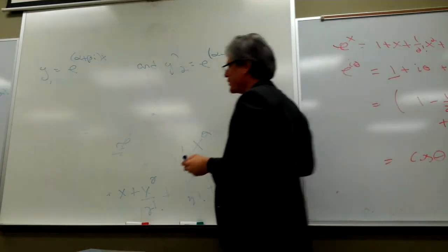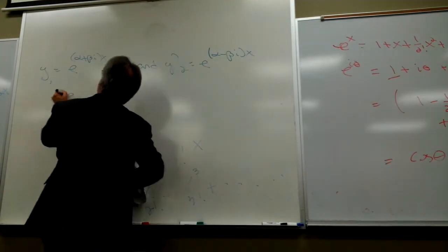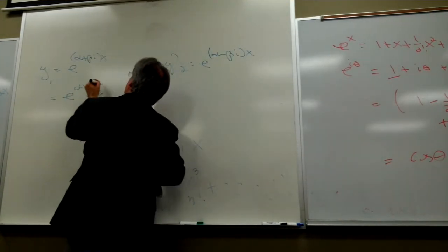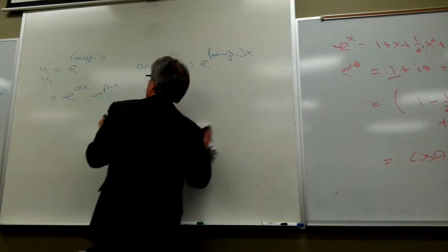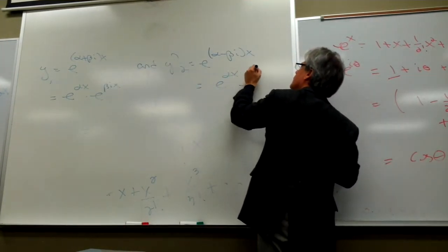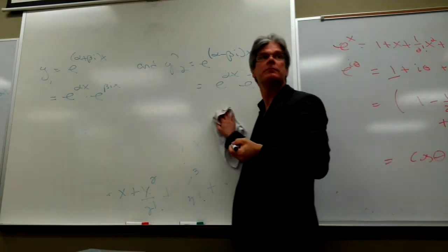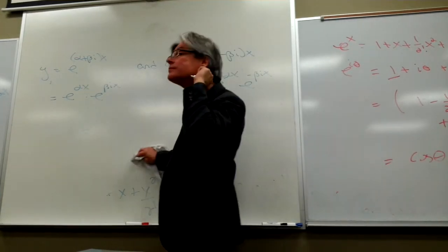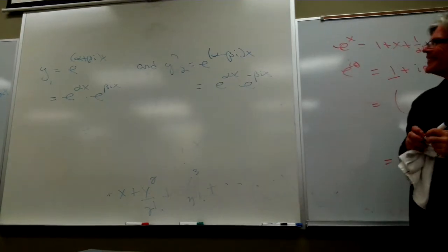Too much magic. Or in other words, I got e to the alpha x times e to the beta i times x. And over here, I've got e to the alpha x times e to the negative beta i x. Only if Wilson could calculate this stuff.